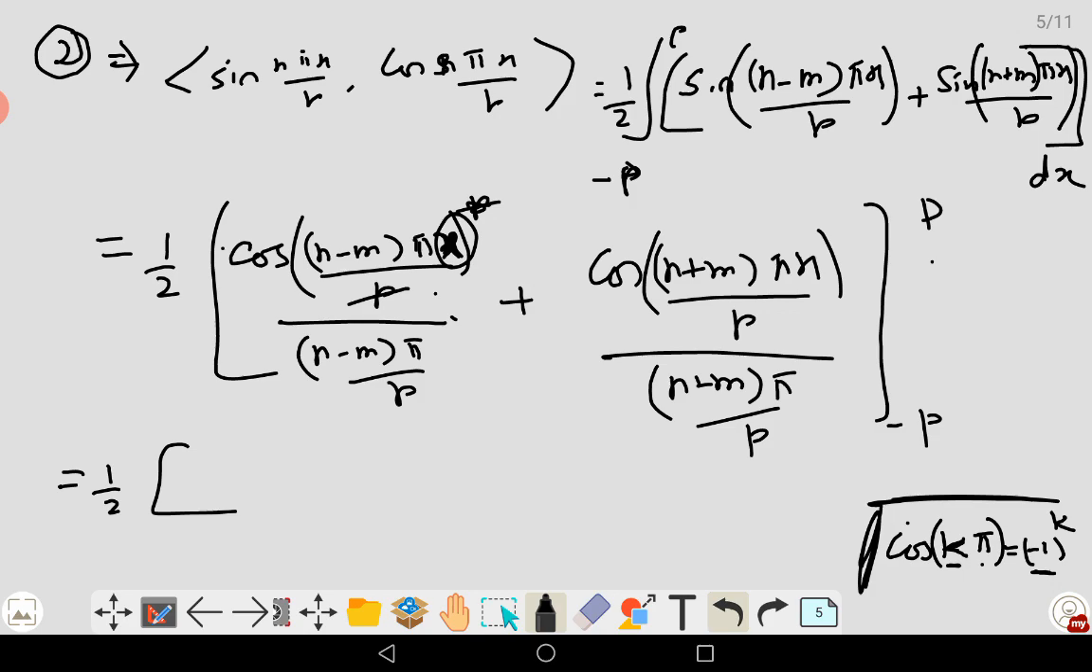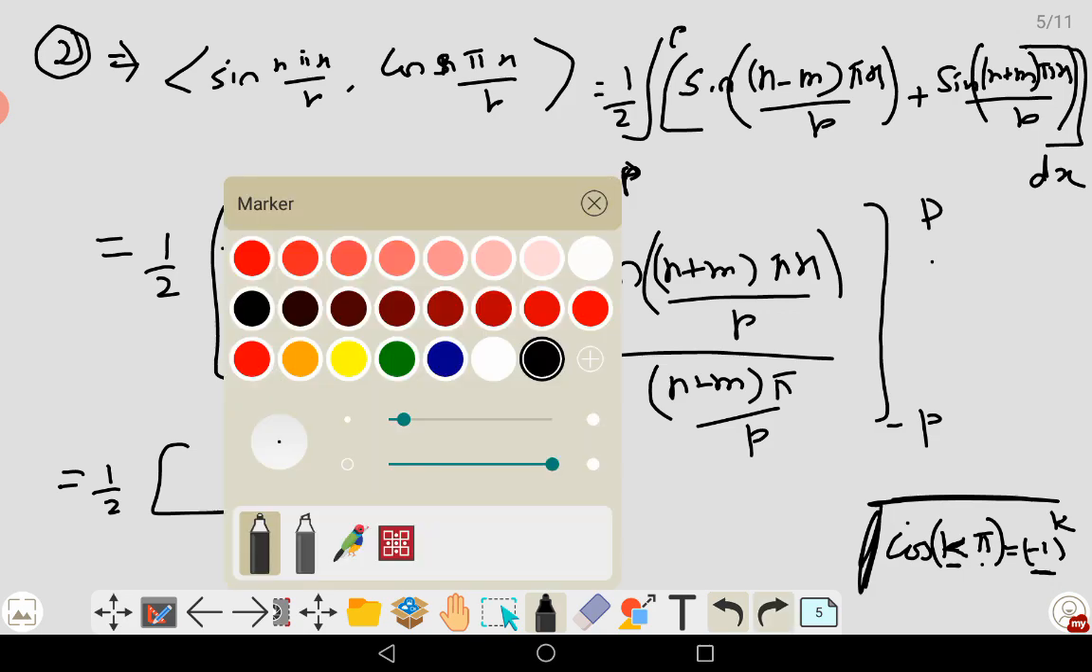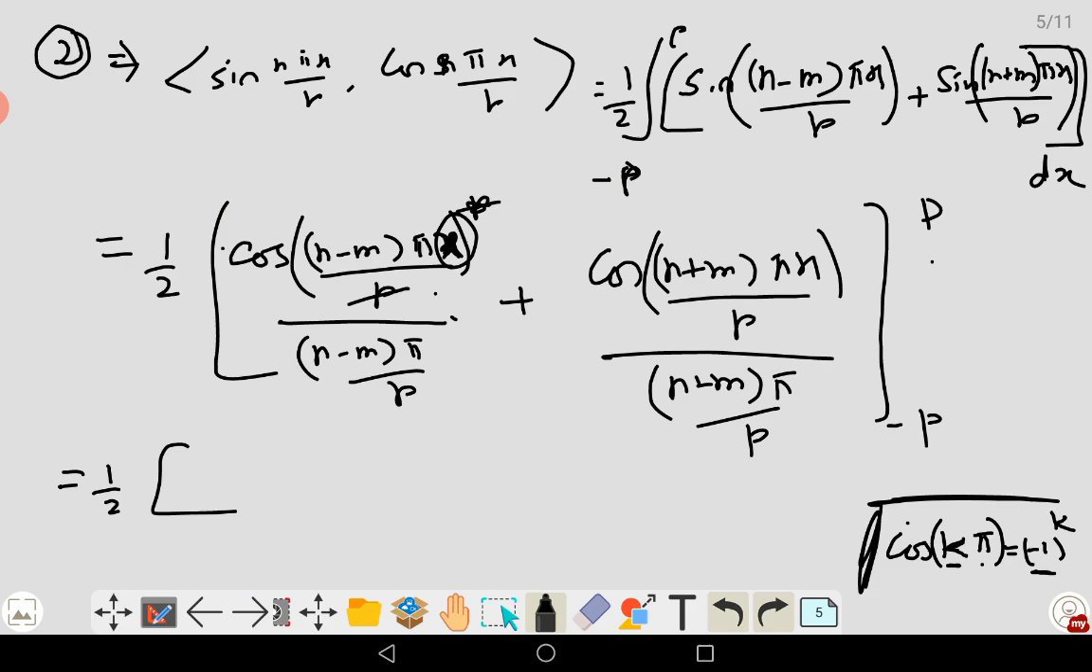When you substitute x is p, the first term becomes minus 1 to the power n minus m, plus the second term becomes minus 1 to the power n plus m. That is for the upper limit. Minus, substitute minus p. Here x is minus p and p will be cancelled, there will be negative. Since cosine is an even function, the negative will be consumed by cosine.